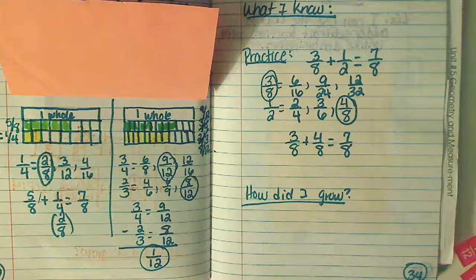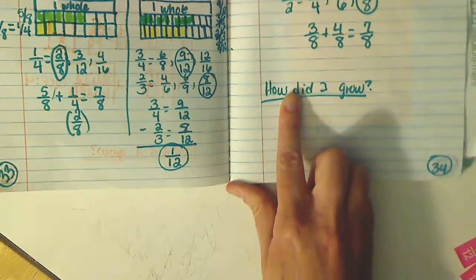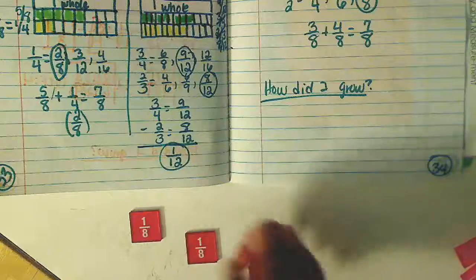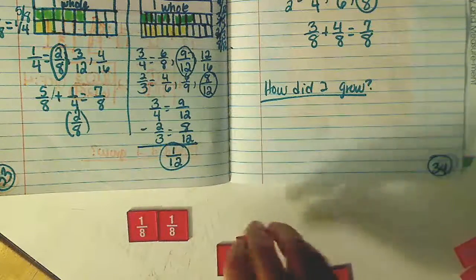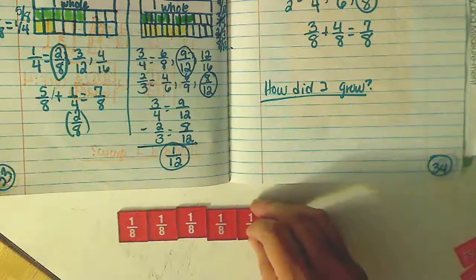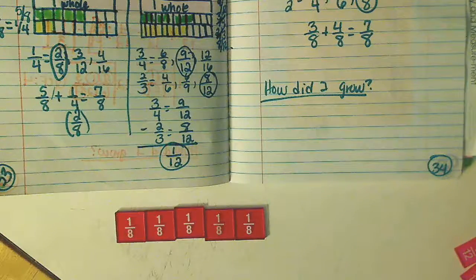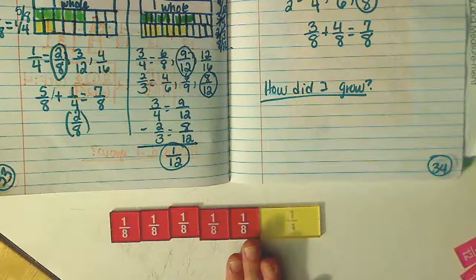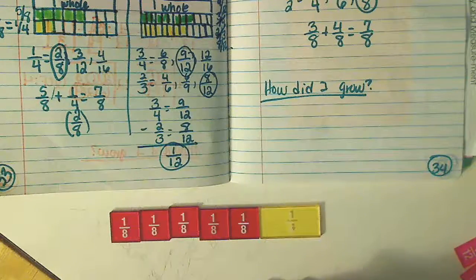Kind of going back to those lovely fraction bars, trying to make sure I have enough room here. So if we have 5/8, so 1, 2, 3, 4, 5. If we have 5/8 and we want to add 1/4, I cannot add those together. They do not have the same denominator. They're not made up of the same pieces.